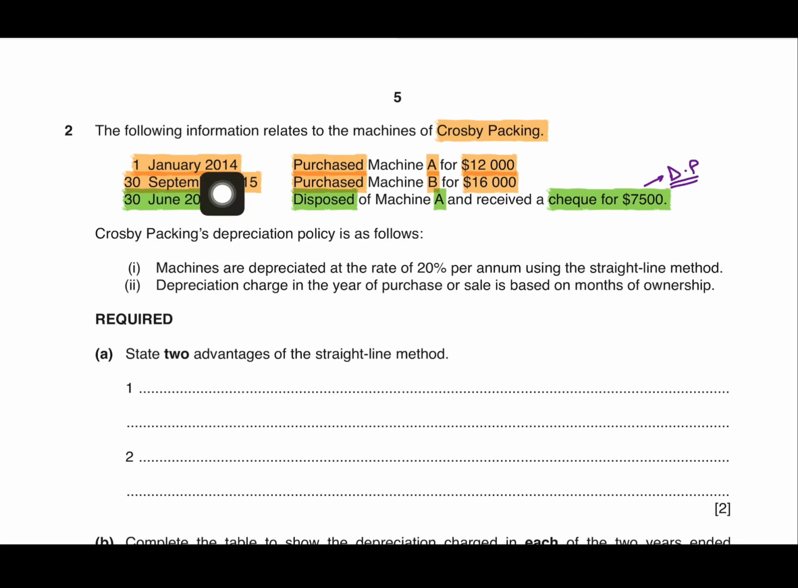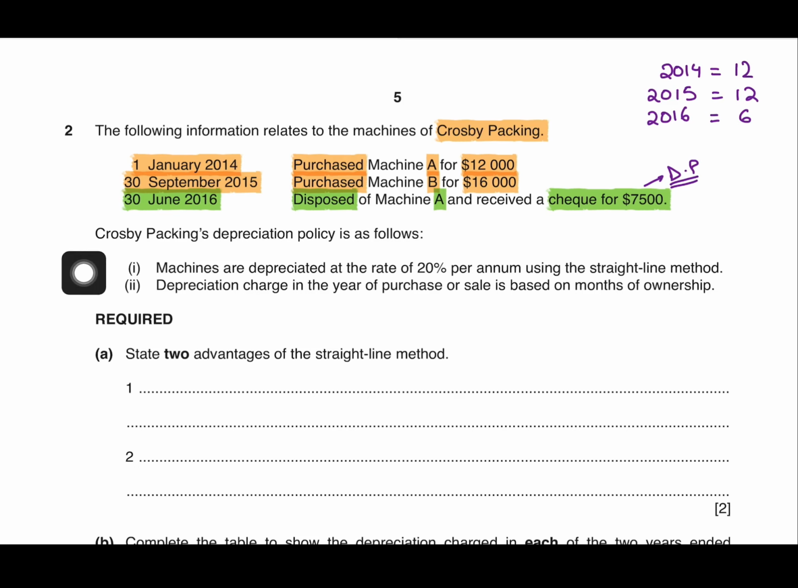So it remained in the business for the full complete year of 2014, right? That is 12 months. Then in 2015 as well, it remained for a full 12 months. However, it was sold in 2016, and that too on 30th June. This means that it remained in 2016 for 6 months. But we don't know the policy yet. If it's a full year policy, then there will be no depreciation in the year of sale. However, if it's a monthly policy, then there will be depreciation according to the number of months, and that will be 6 months of 2016 as well.